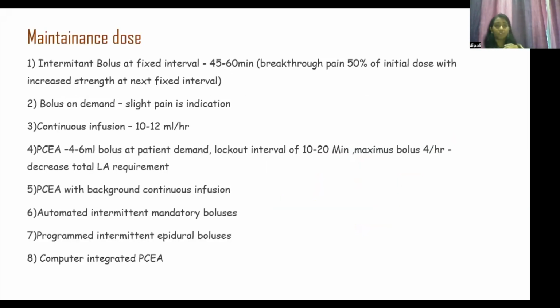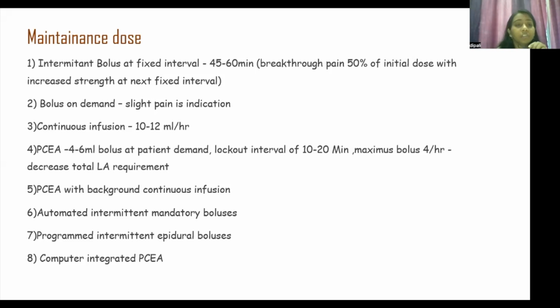After giving the first dose, start with intermittent bolus at a fixed interval. The bolus is given at a fixed interval of around 40 to 60 minutes. If the patient complains of breakthrough pain, 50% of the initial dose can be administered in between. The next dose should be given again at a fixed interval. Other methods are bolus on demand. So instead of giving at a fixed interval, we give the bolus when the patient complains of slight pain.